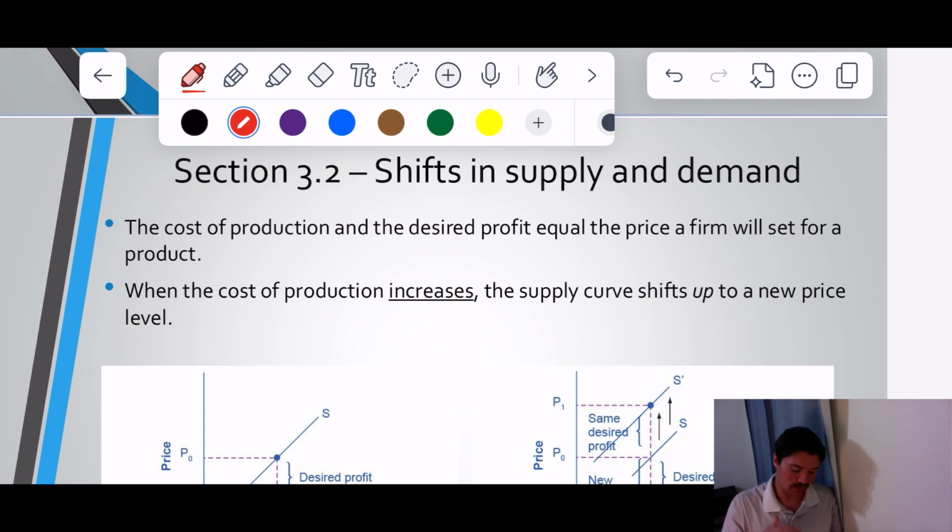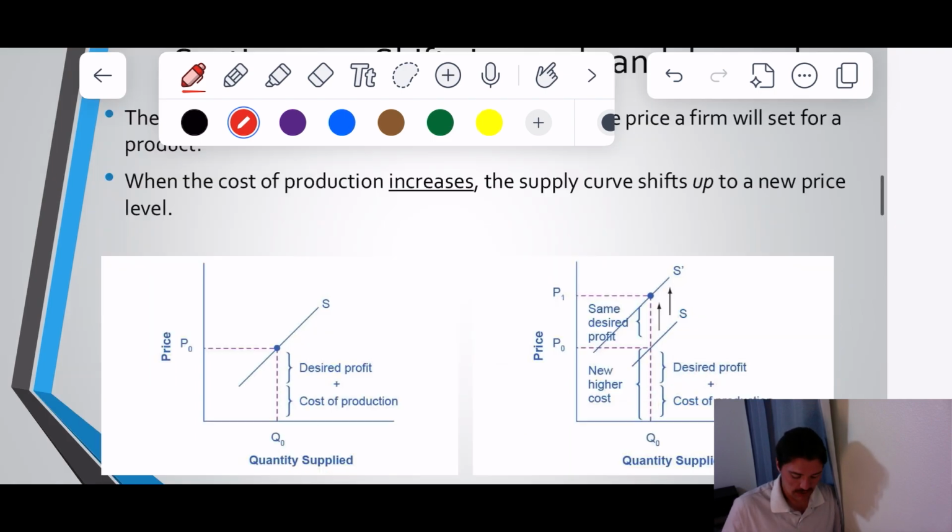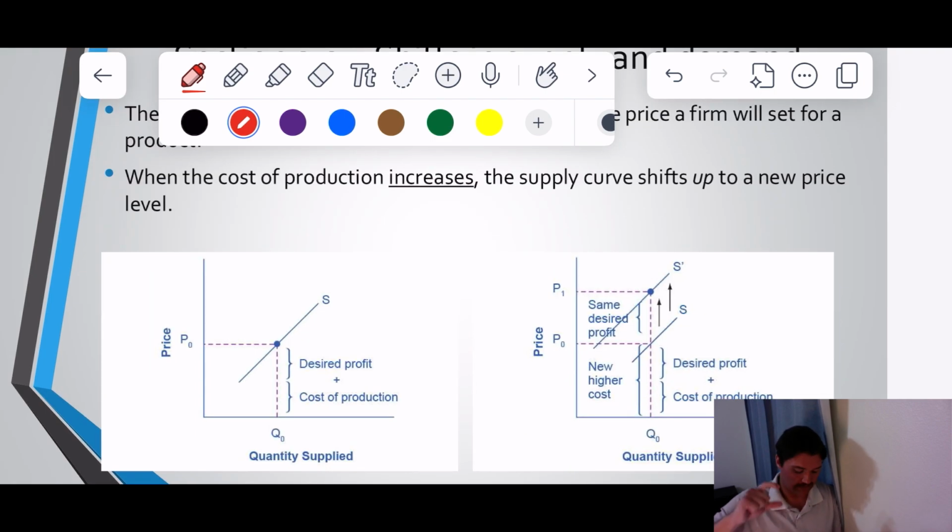So whenever the cost of production changes, so we're looking at selling coffee and lattes and things like that, if the cost of milk goes up, that's going to change the supply of the lattes. And the reason it's going to change is because the desired profits plus the cost of production, the cost of production is now higher, and you add in that desired profit. So now what we're seeing here is a different supply curve, right?